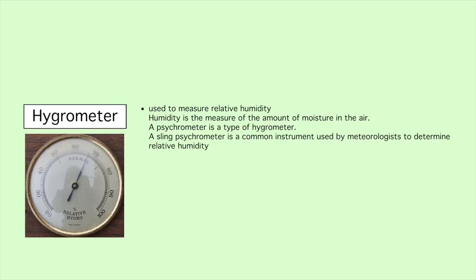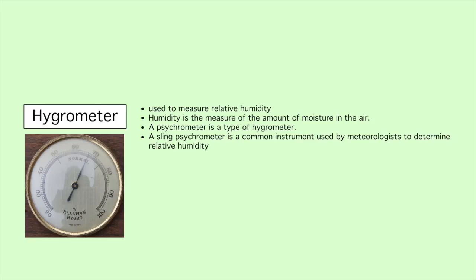A hygrometer is an instrument used to measure relative humidity. Humidity is a measure of the amount of moisture in the air. A psychrometer is a type of hygrometer. A sling psychrometer is a common instrument used by meteorologists to determine the relative humidity. This instrument is swung around while being held.